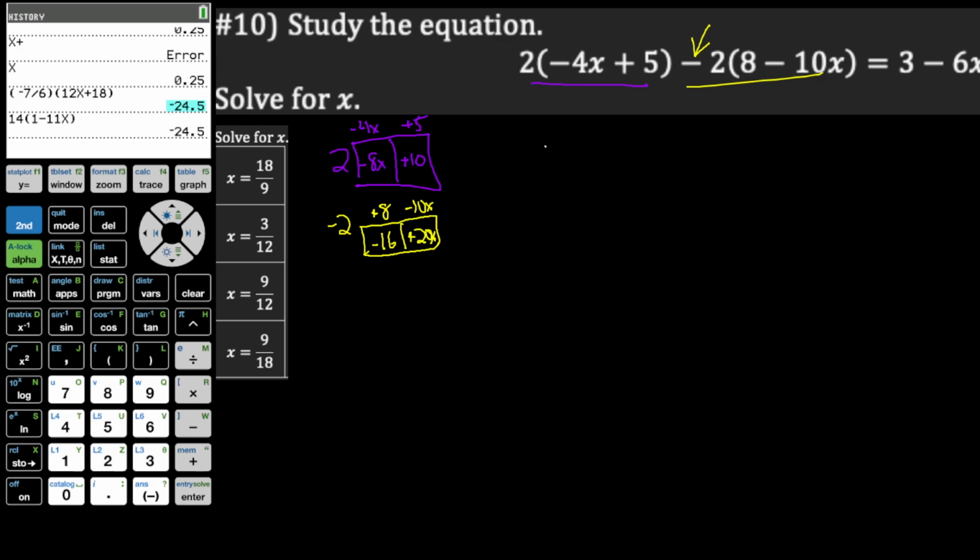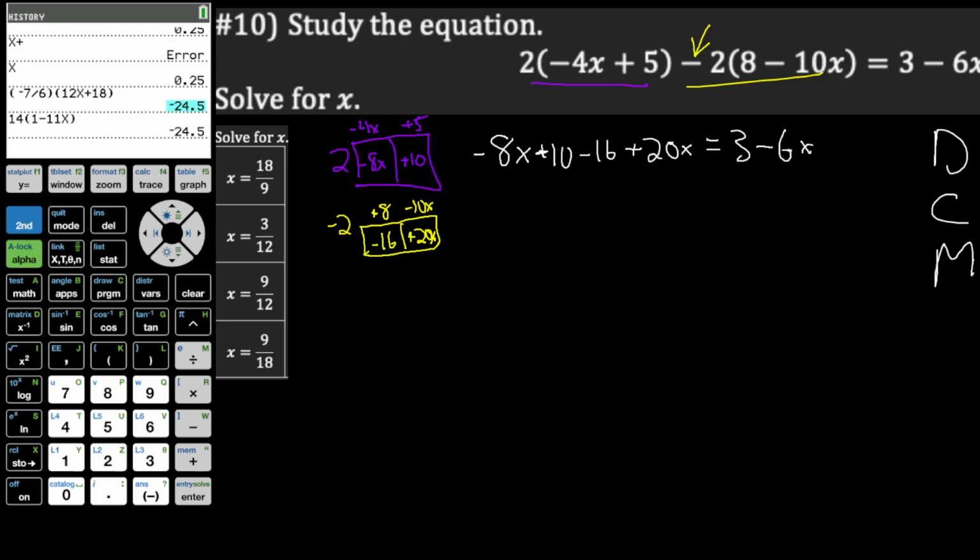So I now have -8x plus 10 plus 10 minus 16 plus 20x equals, and then on my right side, 3 minus 6x. Again, we did our distributive property, so if you need to review order of operations, you certainly can. We did our distributive property, there it is. Now we're going to combine like terms.